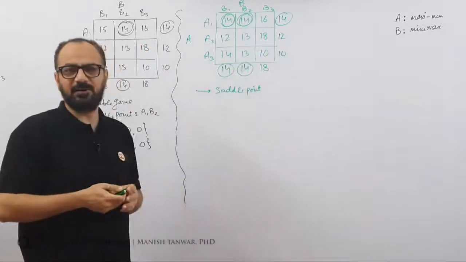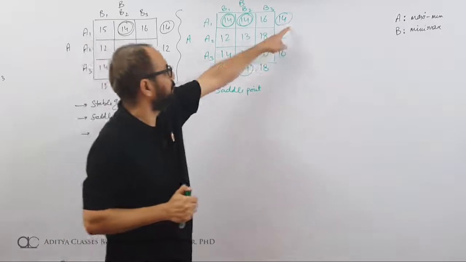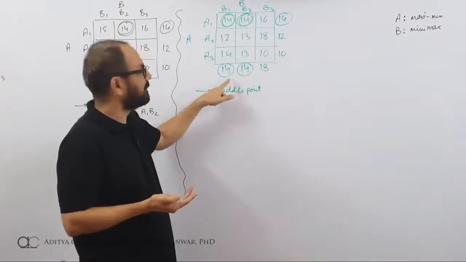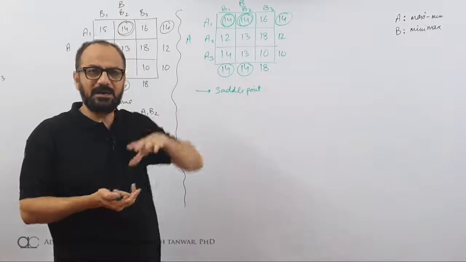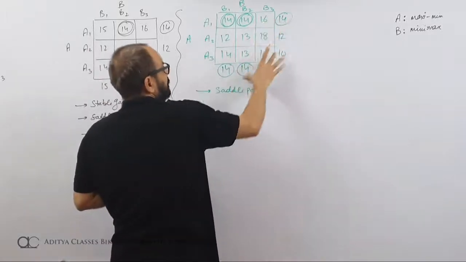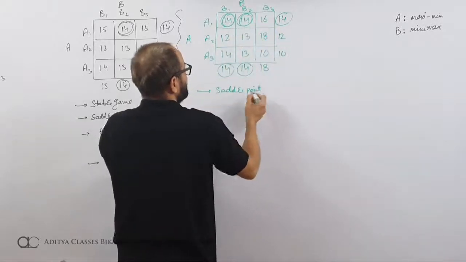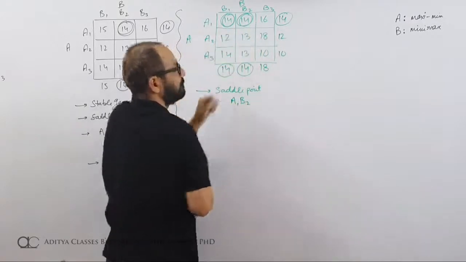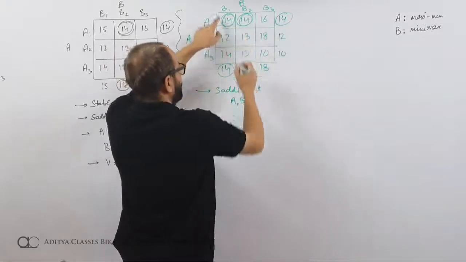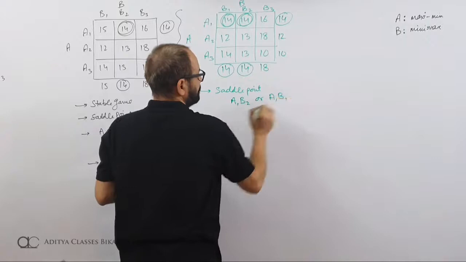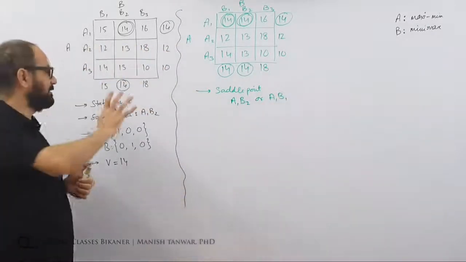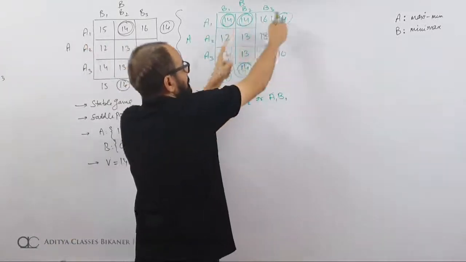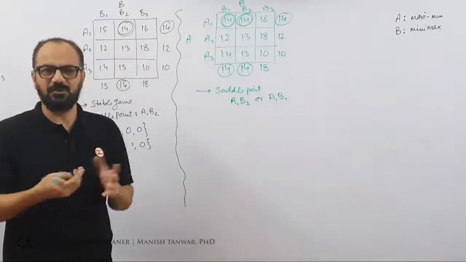A1, B2. Do we have a saddle point at A1, B2? Yes, I have a saddle point at A1, B2, because this 14 was targeting this 14 or this 14, and the minimum from here was targeting the same. Either way, both these 14s are targeting the same location. So I can say my saddle point is at A1, B2. Also, A1, B1 is a valid saddle point. So the variation is that in the earlier case I had only one saddle point, while in this case I have two saddle points, no issues.